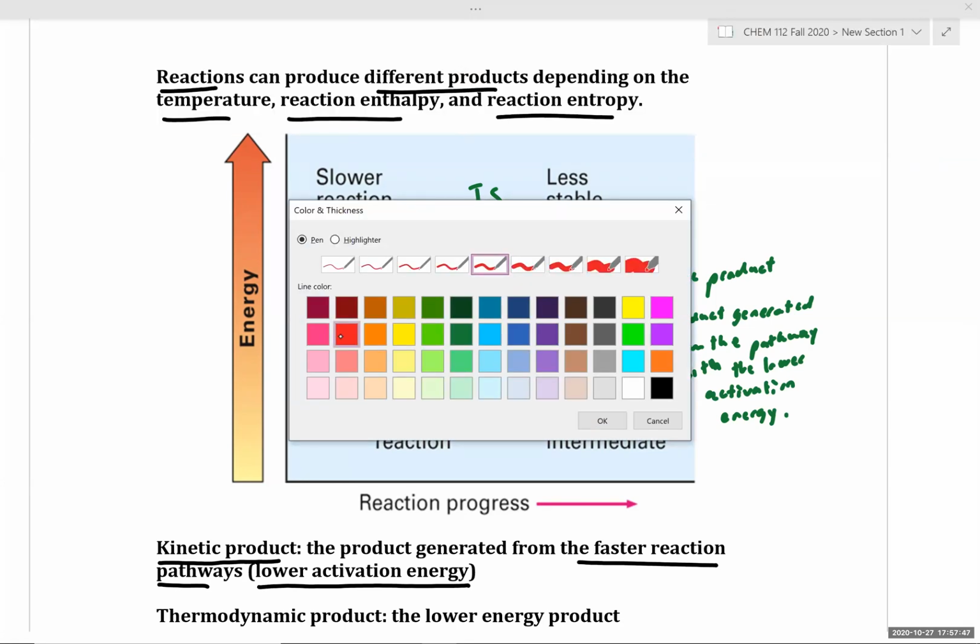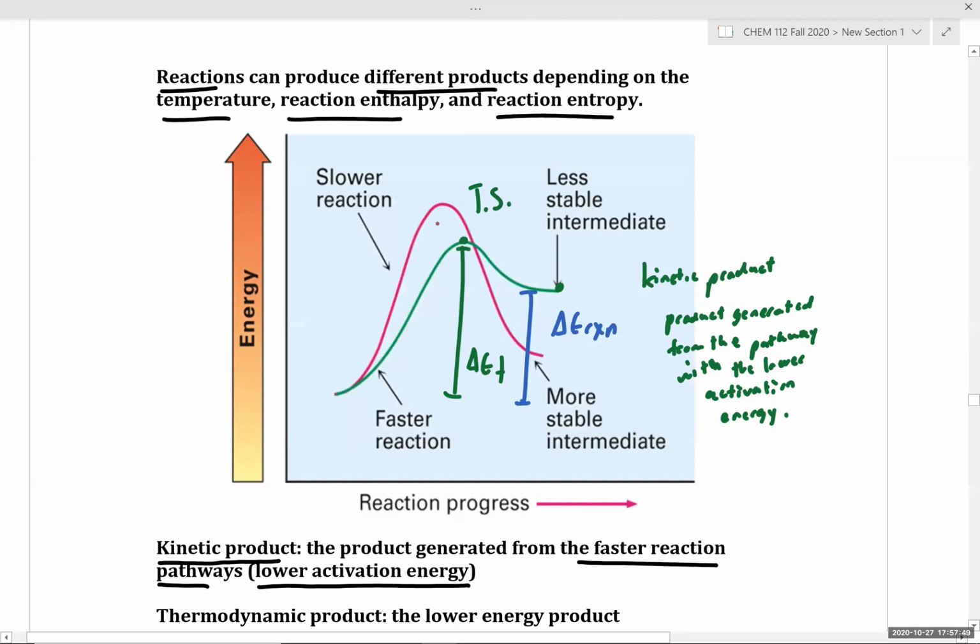Looking at this second case, we see that the activation energy for our second reaction, is it larger or smaller? So for the second reaction pathway in red, is our activation energy larger or smaller? It's larger. So this second pathway would be a slower reaction.